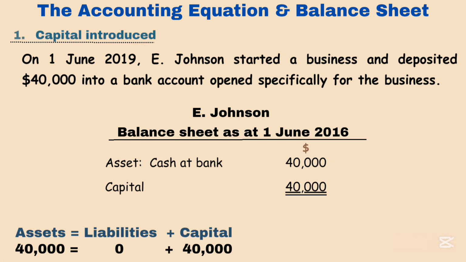Let's look at an example of the accounting equation. On June 1st, 2019, E. Johnson started a business and deposited $40,000 into a bank account specifically for the business. The asset is cash at bank of $40,000 and the capital introduced is $40,000. There are no liabilities at this point.